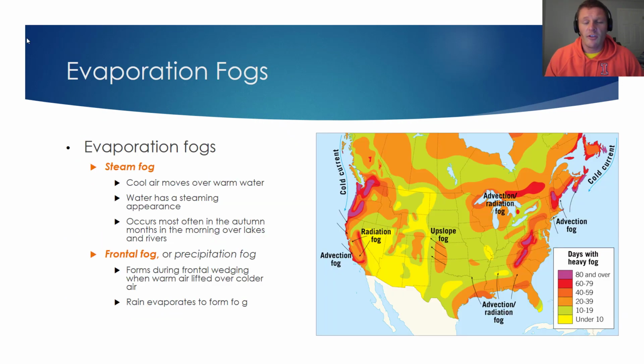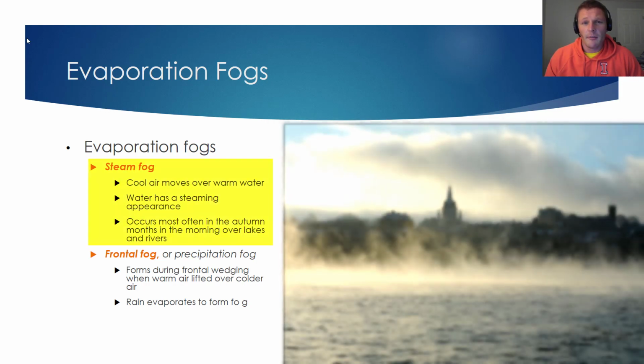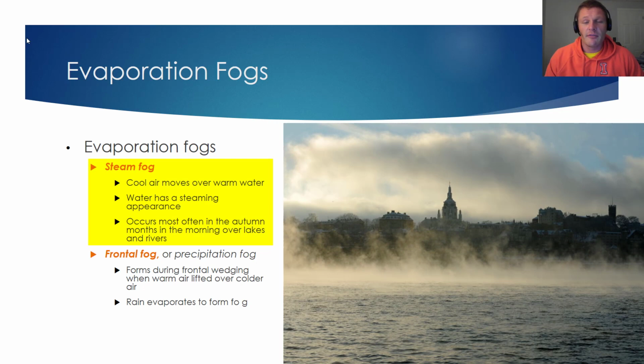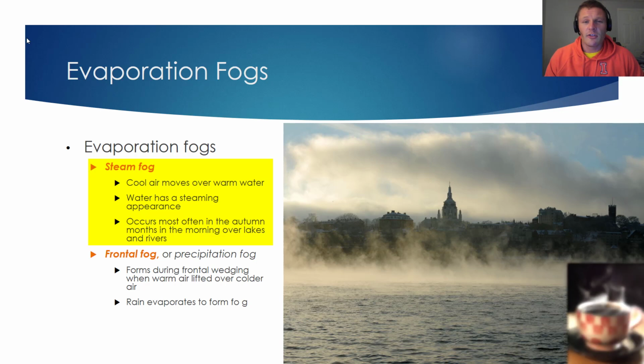The final type of fogs that we'll consider in this podcast are evaporation fogs. There are two primary types of evaporation fogs, the first of which is known as steam fog. I showed a picture of steam fog on the very first slide of this vodcast, and steam fog forms when cool air moves over warm water. When this occurs, the water will literally have a steaming appearance. It'll almost look like the top of a cup of hot coffee.